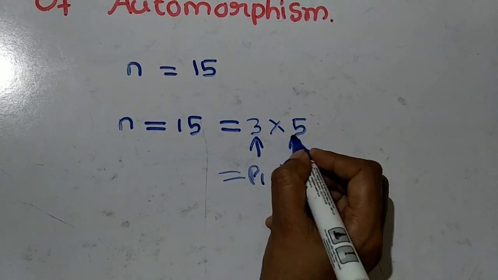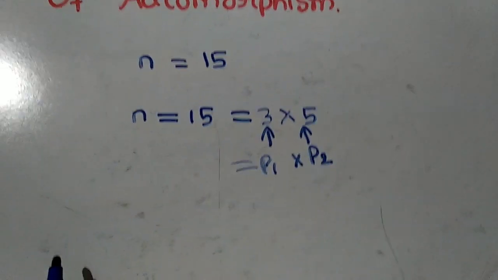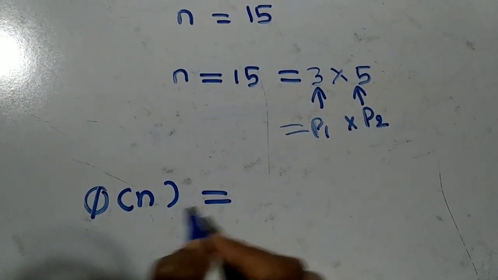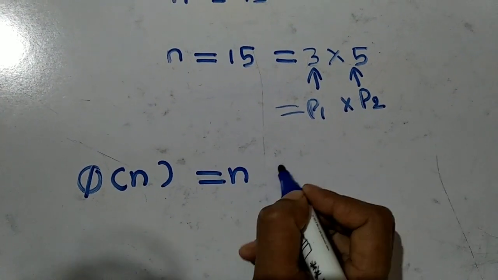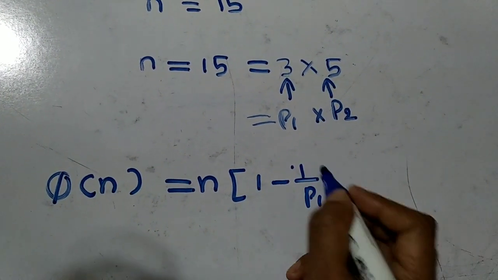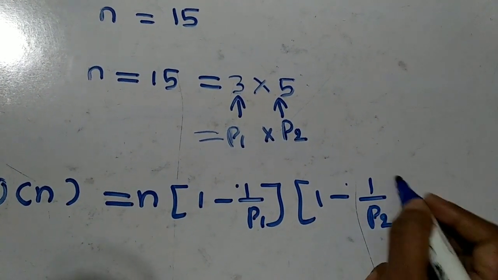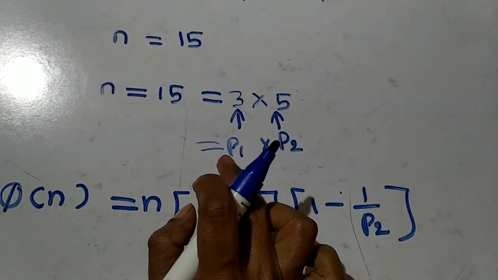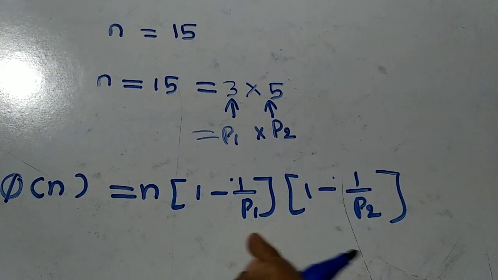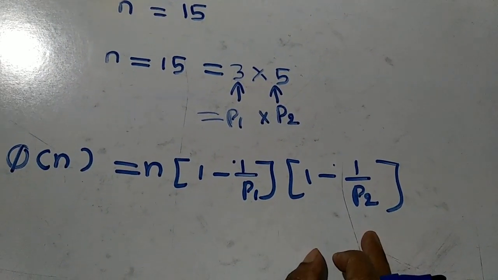This is P1 and this is P2. So now apply the Euler formula. What is the Euler formula? That is nothing but phi of n is equal to n into (1 minus 1 by p1) into (1 minus 1 by p2). So here I get only p1 and p2. I have only two prime numbers, so I stopped here. I take only p1 and p2.